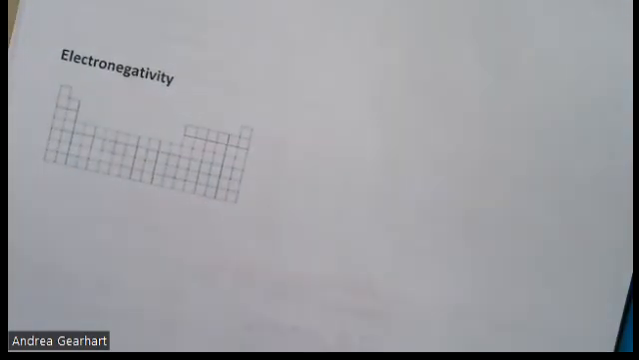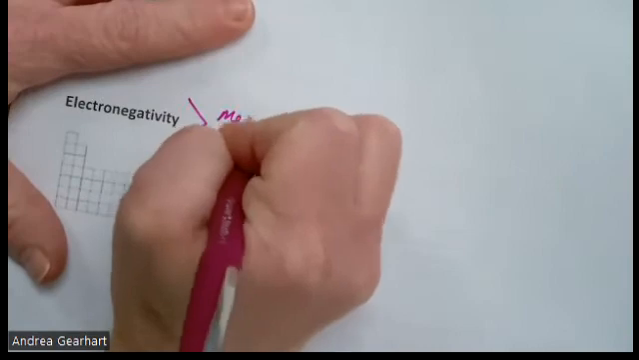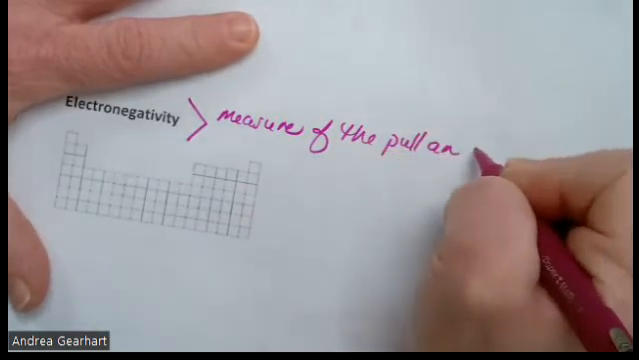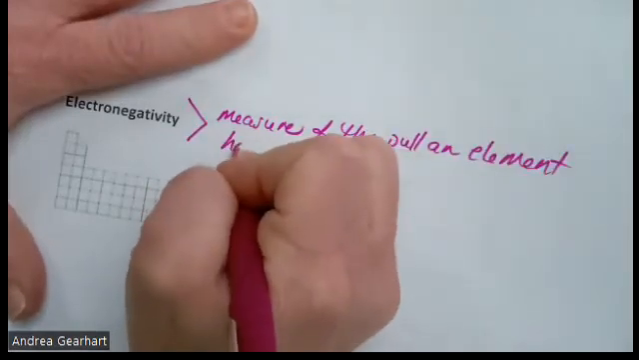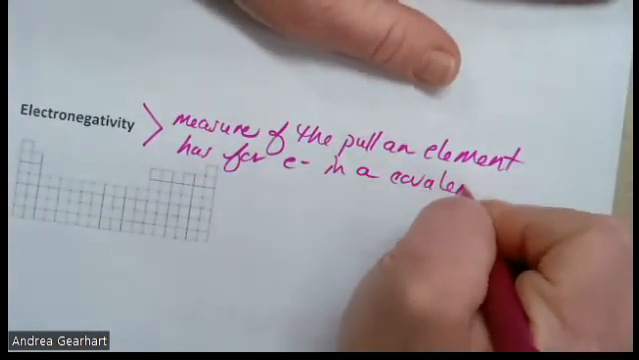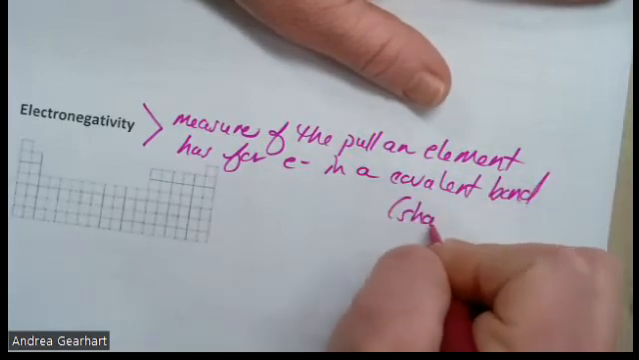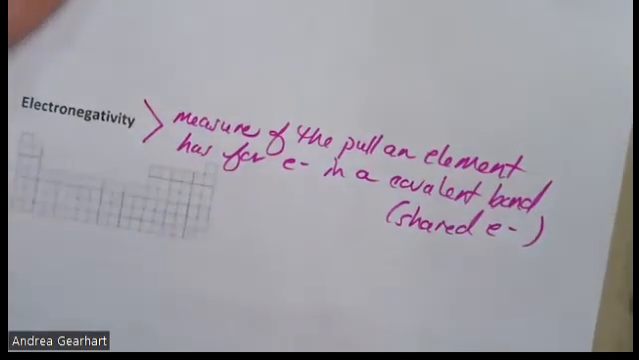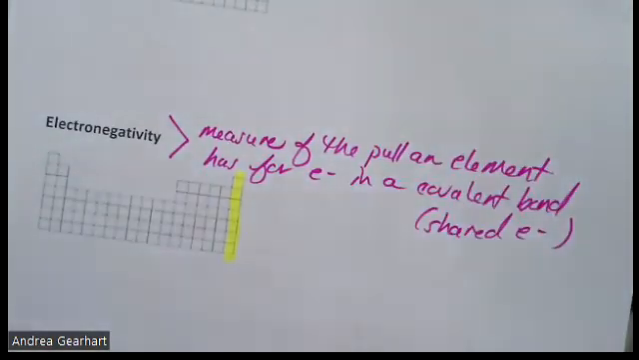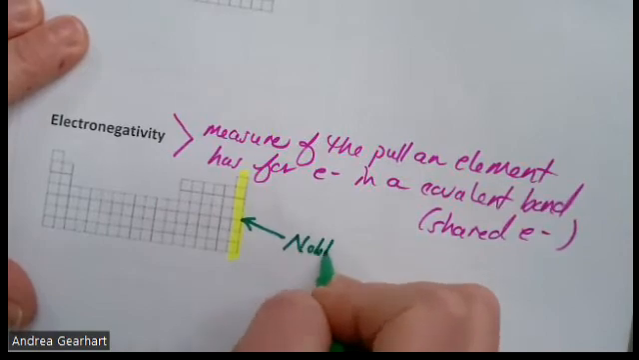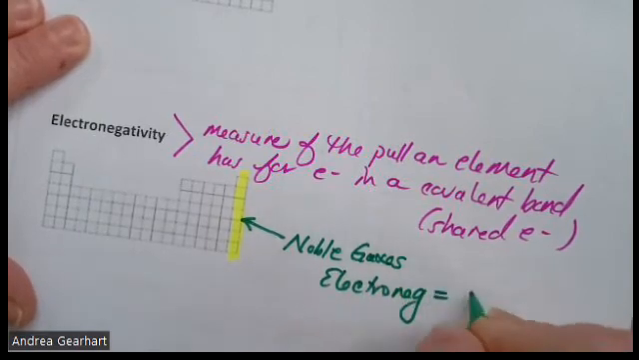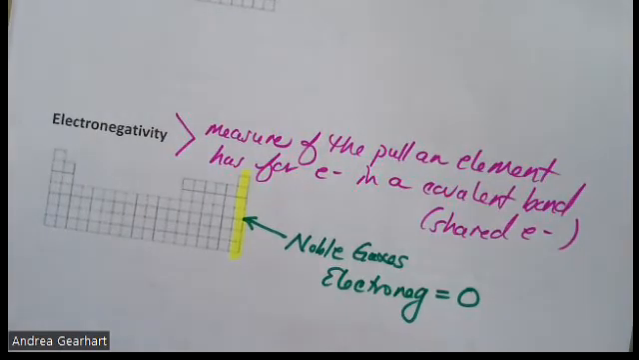Electronegativity is on the very next page. And that is the measure of the pull an element has. It's really its nucleus, yeah? For electrons in a covalent bond. So they're being shared. Okay, the noble gases have a big old value of 0. Okay, so you just have to remember that.